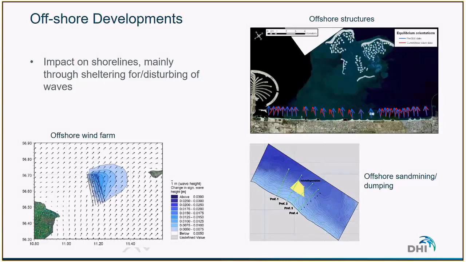So we can see here that there are some arrows. The red arrows show the equilibrium orientation of the coast before the construction of the development, and the other arrows show the equilibrium orientation after the construction of the development. So we can see here that due to the construction, we have a significant change in the equilibrium orientation of the coast, and that due to this development, the shoreline will respond accordingly.